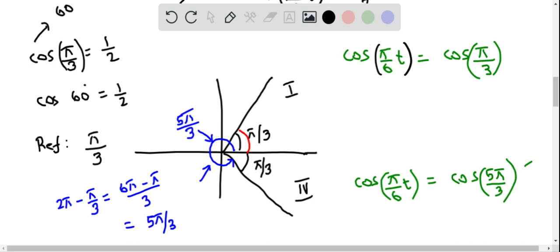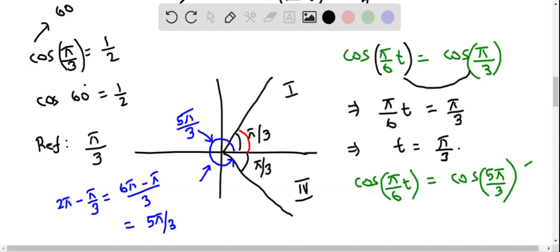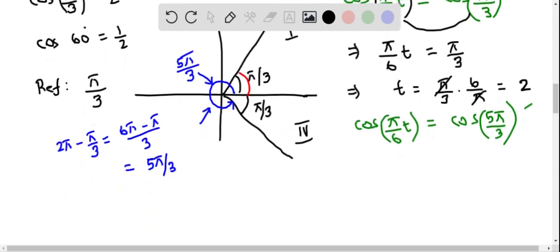So since we have cosine on both sides, we can remove cosine. And this means we get the equation pi by 6 t equals, we just equate only these two angles, so that is pi by 3. And from this we can solve for t by dividing both sides by pi by 6. That is equivalent to multiplying by the reciprocal of pi by 6, which is 6 by pi. So we get these two pi's cancelled, and 6 by 3 equals t. I'm sorry, 2. So one of the t values is 2.